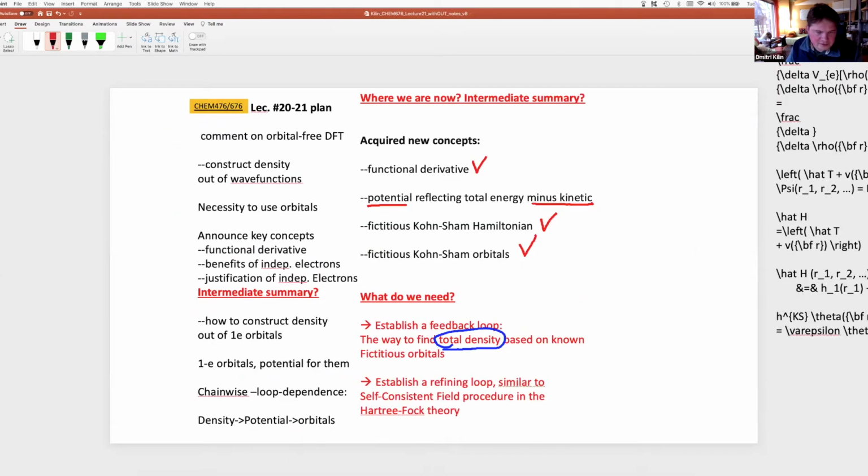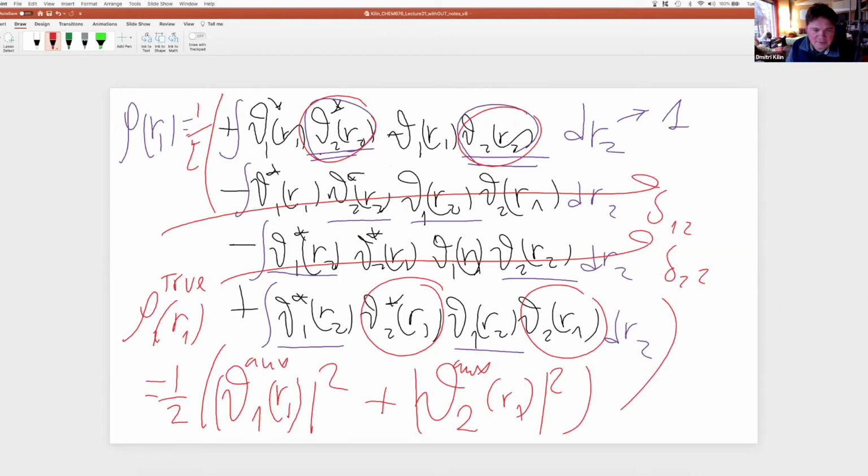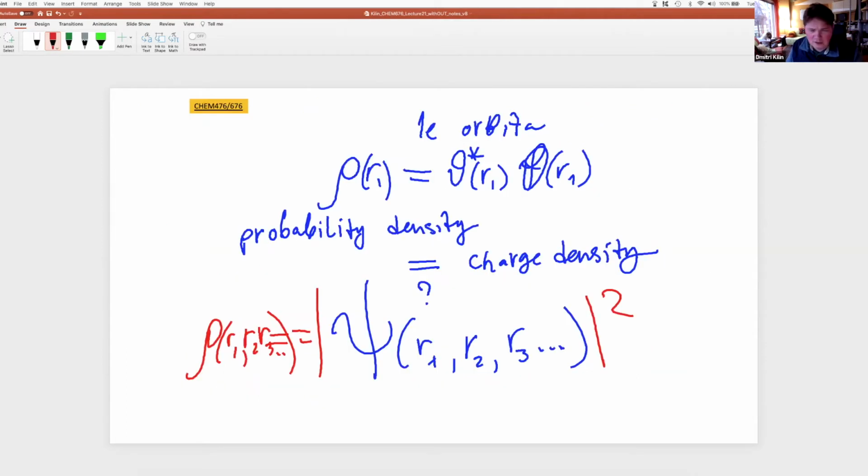Yes, and we have just two goals for today. We find the total density based on these Kohn-Sham orbitals, and then set up the flowchart loop. I have this derivation and this equation in typed form, so I do not want to make you read my ugly handwriting.